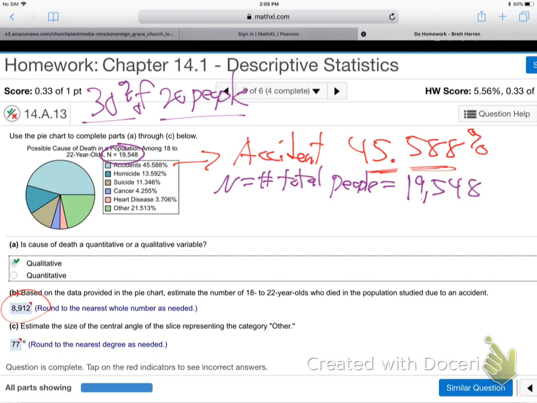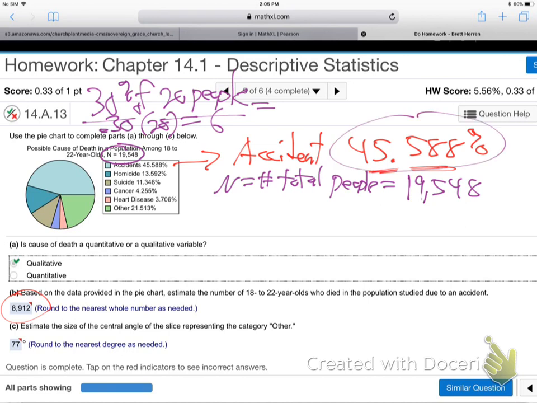Exactly. Of means multiply. Have you heard that before in math? Of means multiply. So you would just take 0.30 times 20, and that would come out to 6 people. Does that make sense? Whenever they say "blah, blah, blah, of, blah, blah, blah," that means times. That always means times.